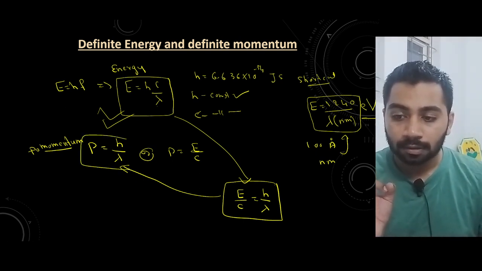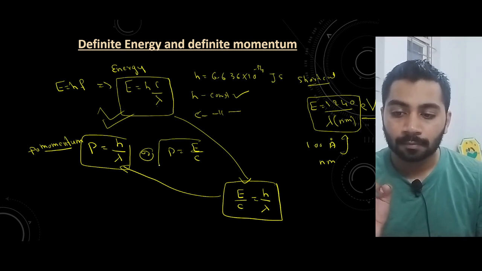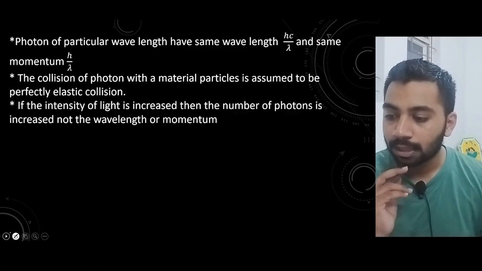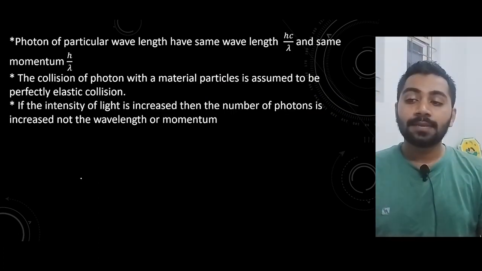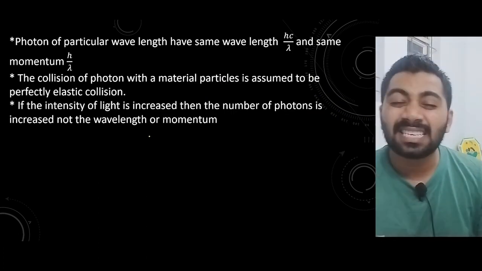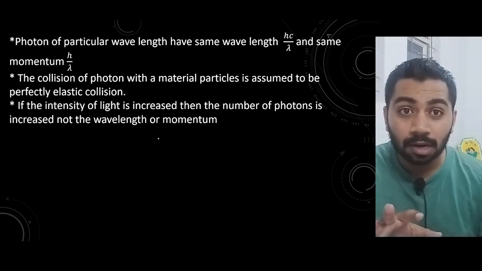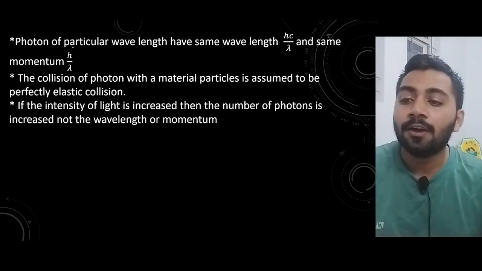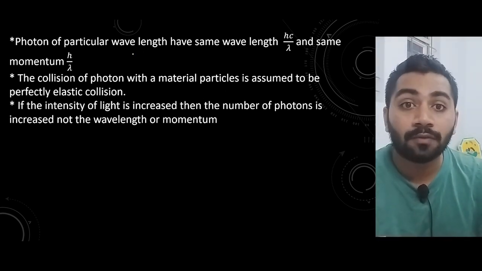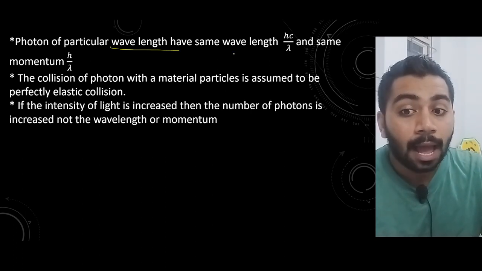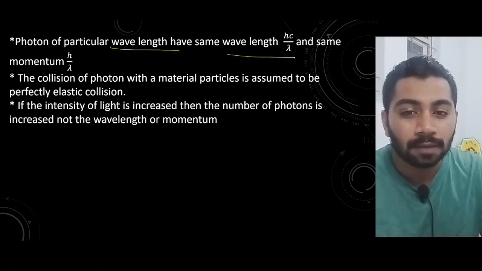This one, and the shortcut, very important. Now let us see a few things. Let us see some properties. These properties we discussed in the last class, and in this class also we will discuss them very deeply. See, photons of a particular wavelength have the same wavelength.